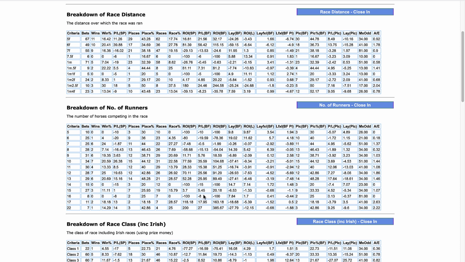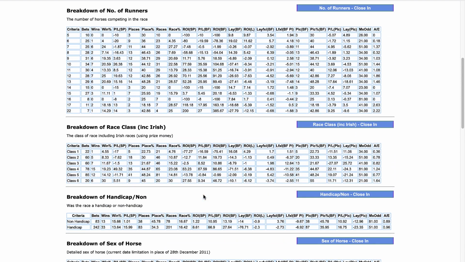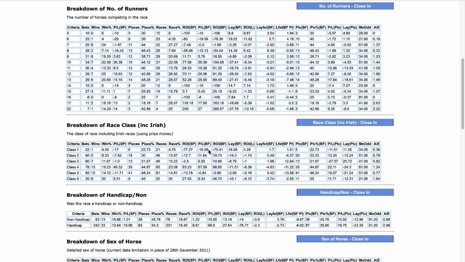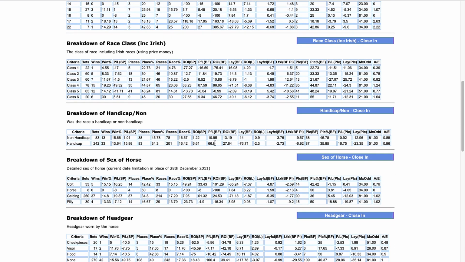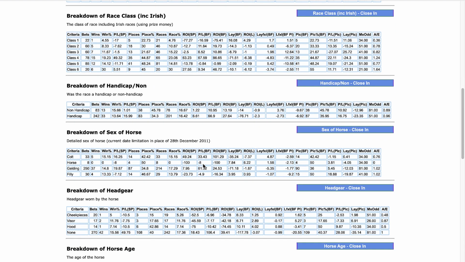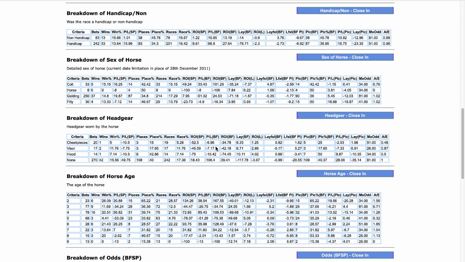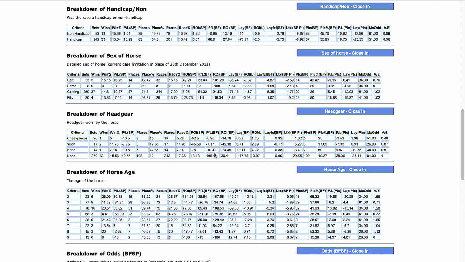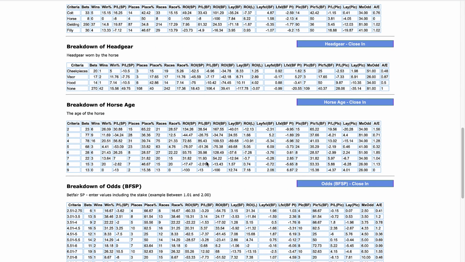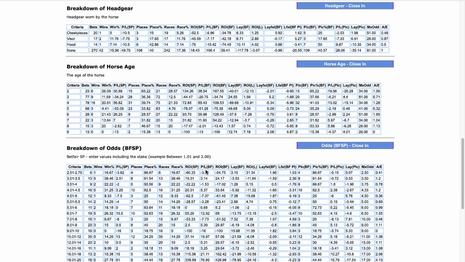We're okay on the higher ones. And again, if we exclude the Class 1 races, we get 16.5 points profit there. No significance between handicap and non-handicap races. Nothing greatly significant about the sex of the horse. But headgear there looks quite significant. Anything with headgear is showing minus 23, possibly 24 points profit. The horse age, older horses, no winners from 13 bets there for 9-year-olds.